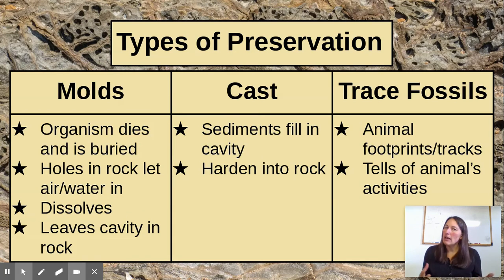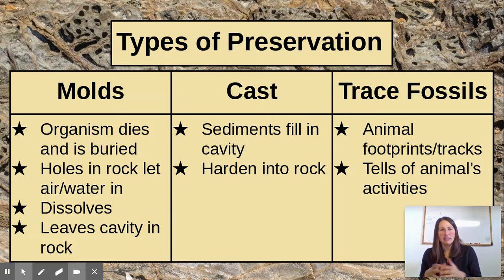The next 3 types of preservation, molds and casts, go hand in hand. So a mold, again, when the organism dies, is buried. There's going to be holes in the rocks, and that's going to let air and water come in. That water is going to dissolve, and it's going to leave a cavity in the rock. Okay, that gives you room for the fossil.